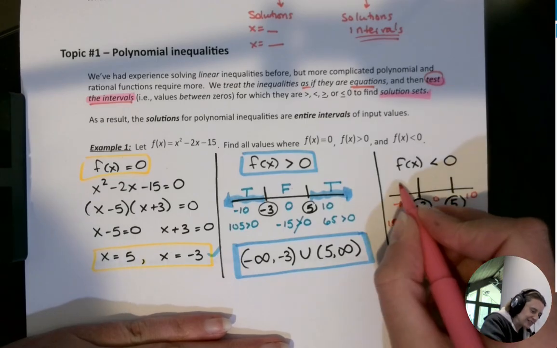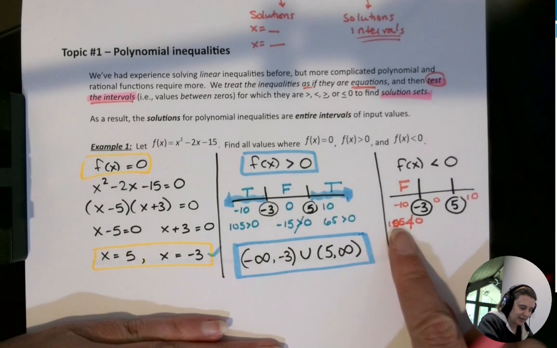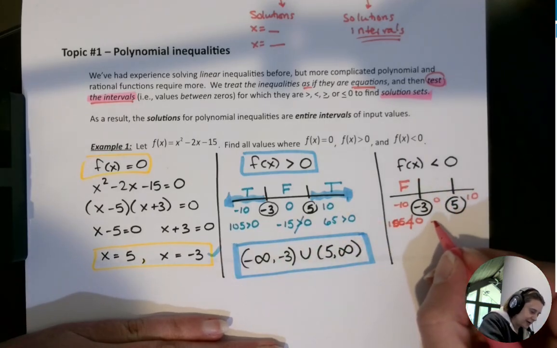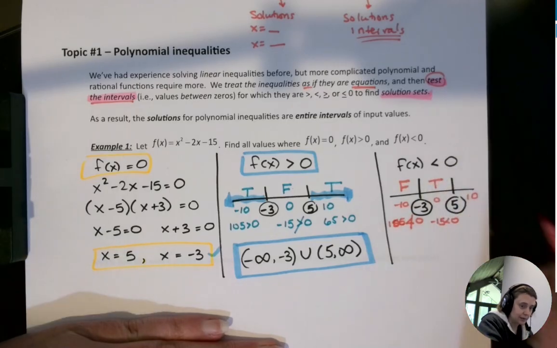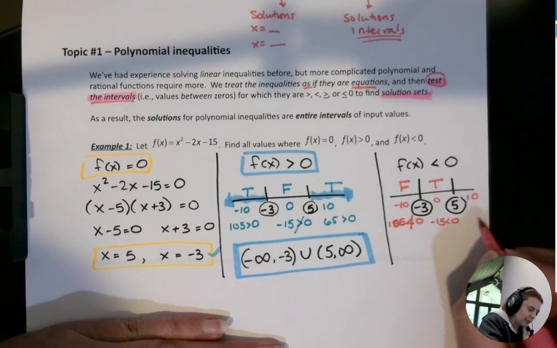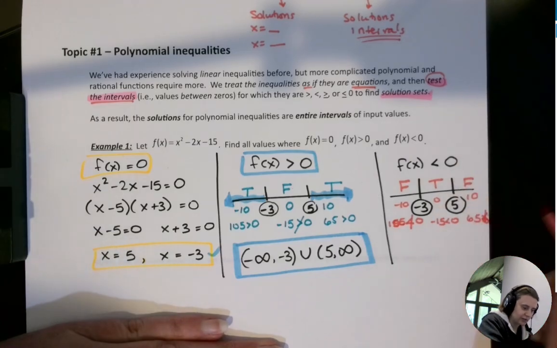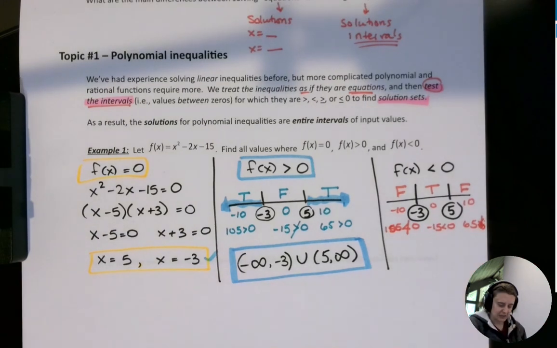So 105 is not less than 0, so this one is false. It's a little messy, but that was the same number, 105 there. When I plug in 0, I still get negative 15. If I want that to be less than 0, it is, so that one's true. When I plug in 10, I got that 65, which is not less than 0, so that one's false. So it ran out of room right there to show the not less than 0, but you know that 65 is not less than 0, so false.